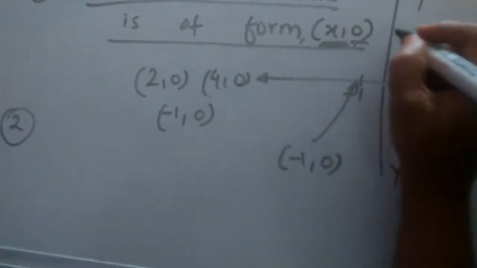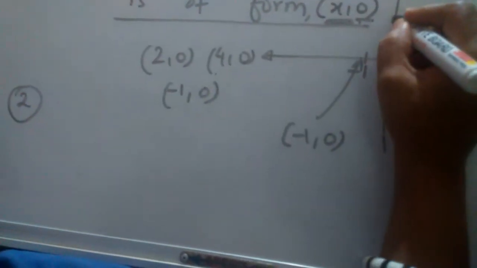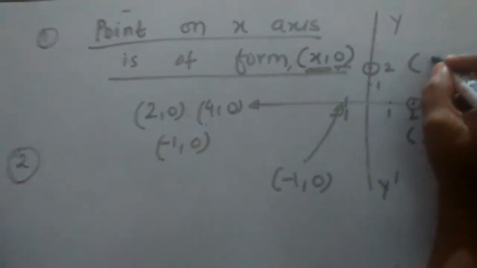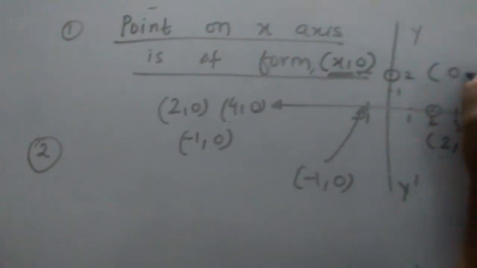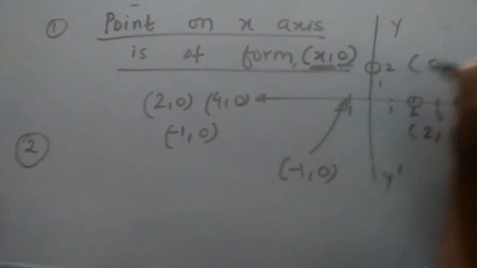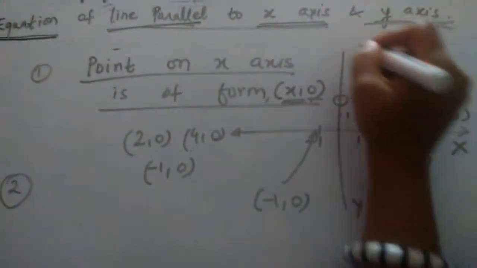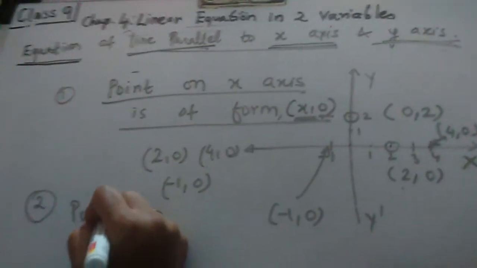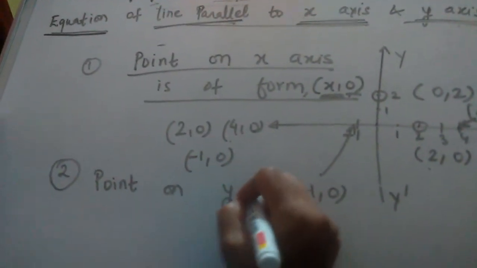Similarly, if you have a point on the y-axis, suppose this is your point, then how will I represent this point? Its x coordinate is 0 and y coordinate is 2. Okay, so I'll represent it as, see, point on y-axis.